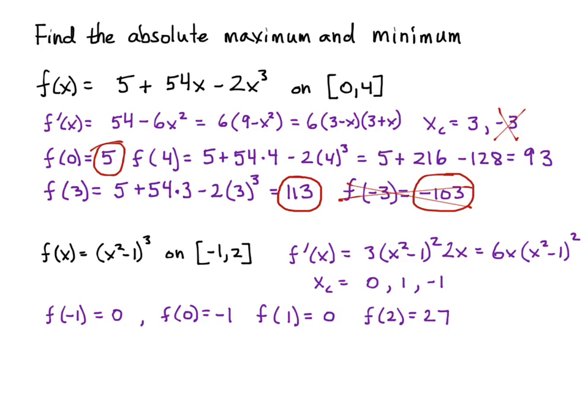F at negative 1 is going to be 0. Okay, so negative 1 makes 1, so we have 0. F at 0 is going to be negative 1, because that's just 0 minus 1 cubed, which is negative 1. F at 1 is also going to be 0. And then f at 2, so we have 4 minus 1 is 3. 3 cubed is 27. So here are the values that I have for my function. And so my smallest value is going to be this. The largest value is going to be that. And so this one occurs somewhere in the middle of the interval. This one occurs at the end of the interval.